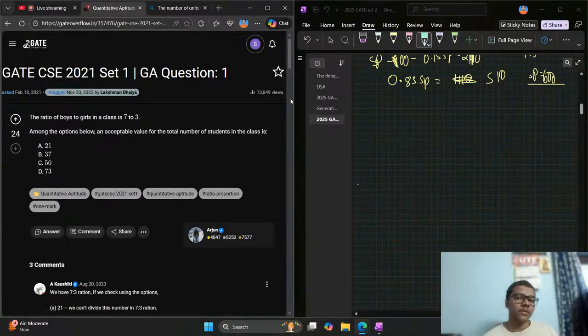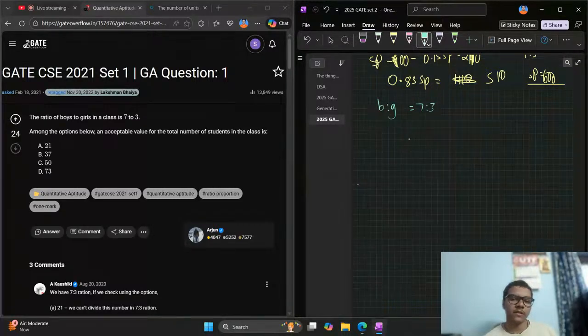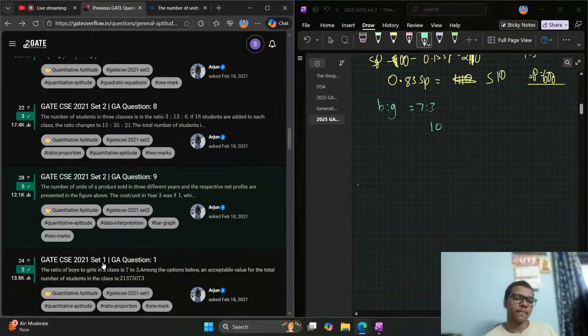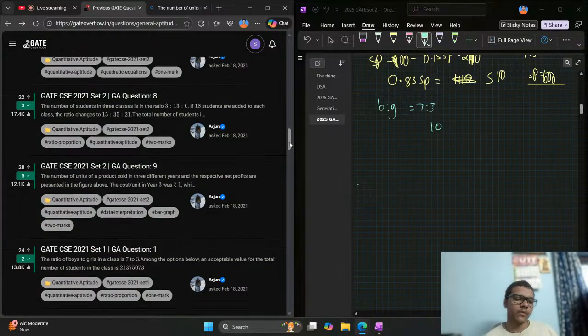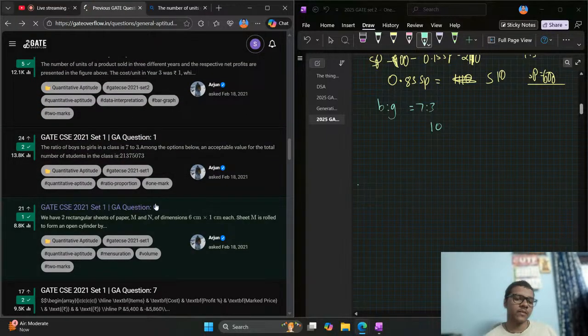Ratio of boys to girls in a class is 7 is to 3. Among the options below, an acceptable value for total number of students. Students can be only integers, so it should be a multiple of 10. Only C should be your answer. Yeah. Thank you. That's a 2021 question.